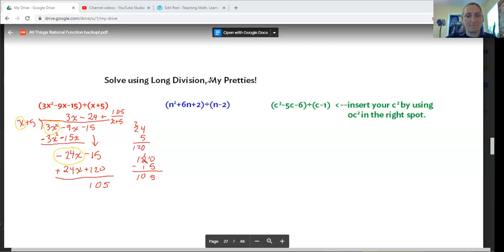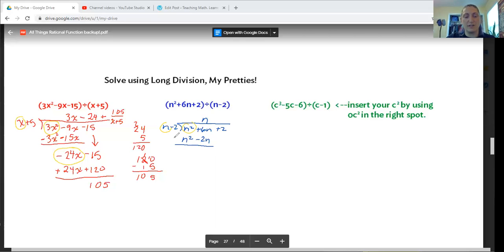Let's do the blue one. All right, so we've got n minus 2 going into n squared plus 6n plus 2. And we're going to think to ourselves, all right, what do I have to do to n to turn it into n squared? Remember, we're just looking at the first terms while we do this, okay? And the answer is I have to multiply it by n. So I'll put my n here. N times n is n squared. N times negative 2 is negative 2n.